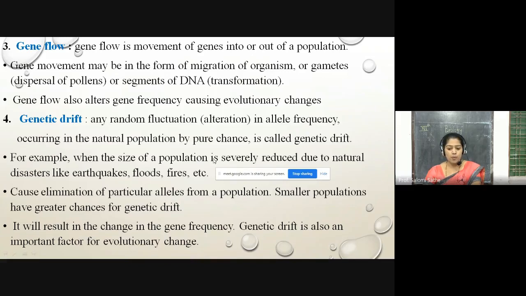Because when the size of population is severely reduced due to a natural disaster, for example earthquake, floods, fire, causing elimination of particular allele. We know that when a population reduces, something gets eliminated: particular alleles are lost from the population. Smaller populations have a greater chance of genetic drift.